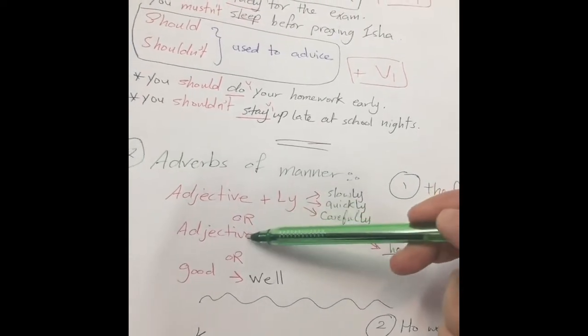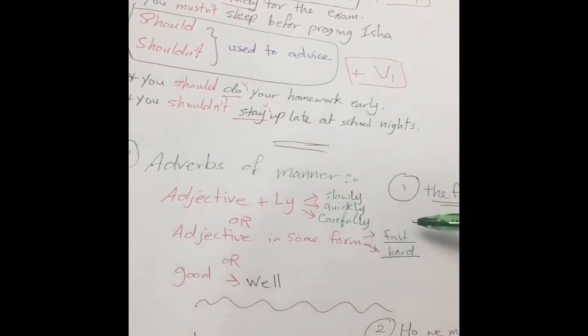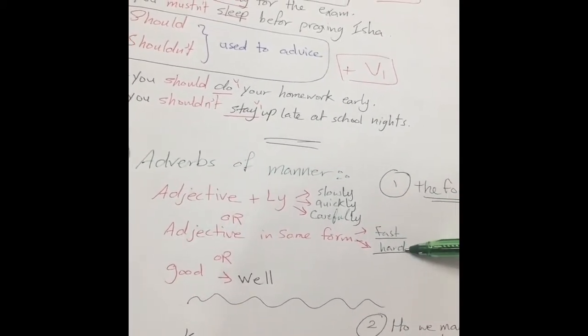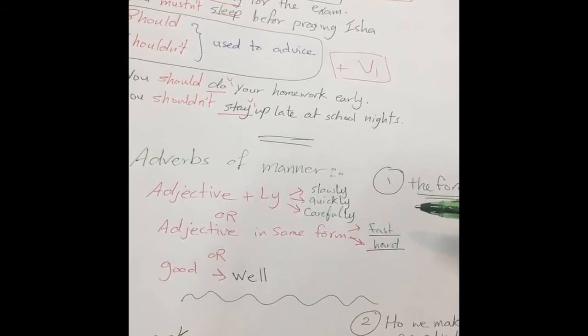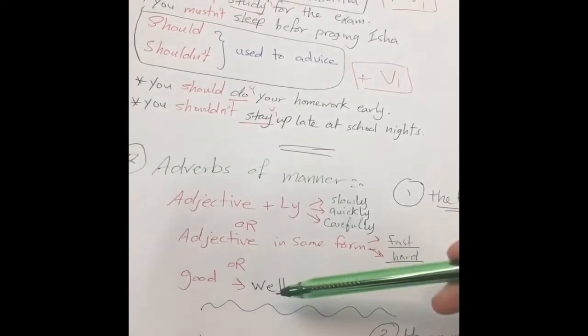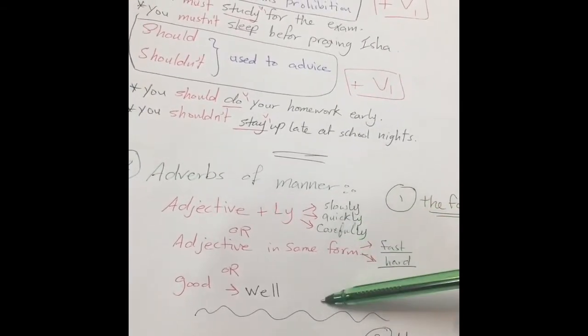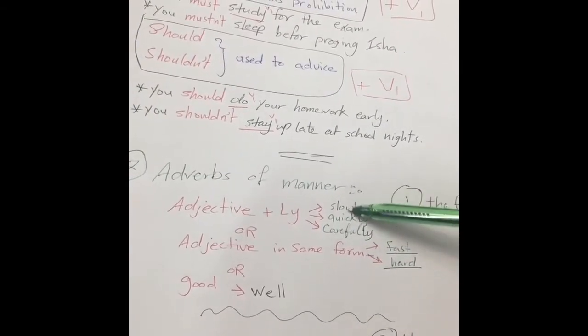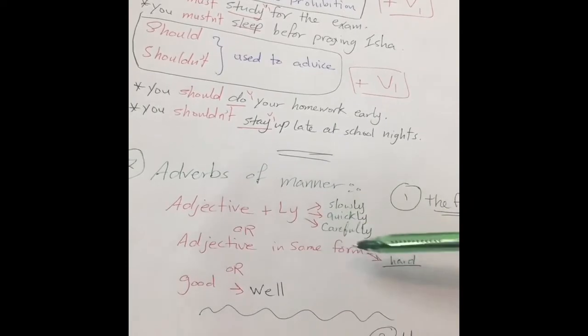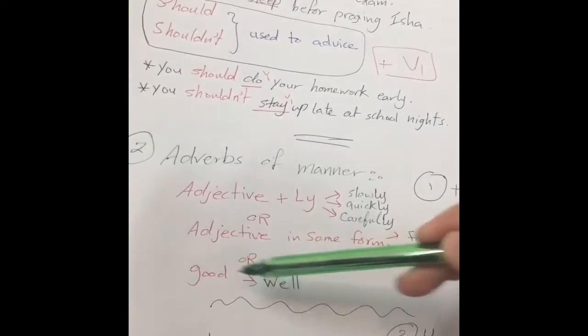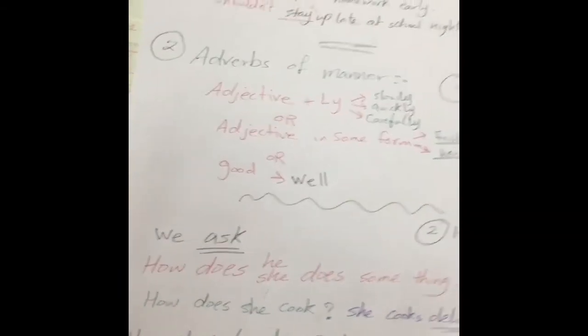Or the adjective stays in the same form. Say fast, fast. It doesn't change. Hard, also hard. It does not change. Or good becomes well. So for the form, we have 3 ways. 1, we add ly. 2, it is the same, no change. Or good, number 3.